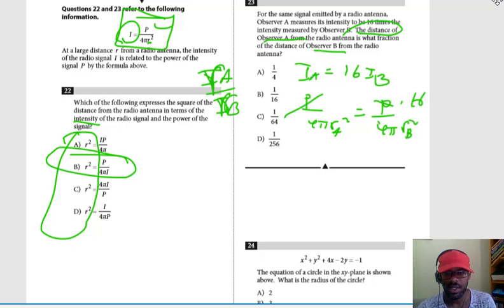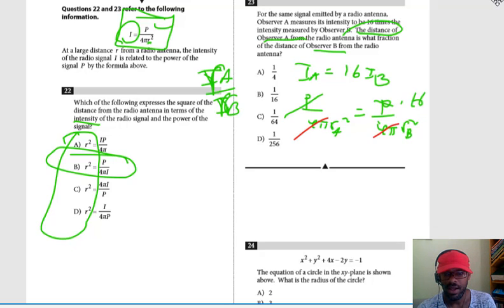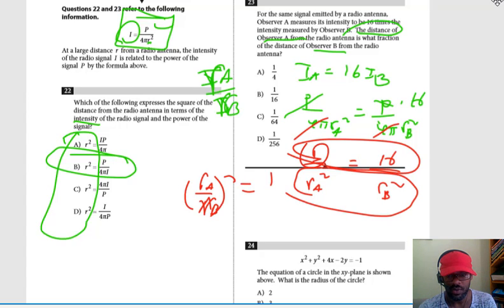So cancel out the P, cancel out the 4 pi and 4 pi. We have here 1 over RA squared is equal to 16 over RB squared. Since I'm asked to find this ratio, I have to take this ratio as well. So (RA over RB) the whole squared is going to be 1 over 16. So obviously RA over RB is 1 over 4.